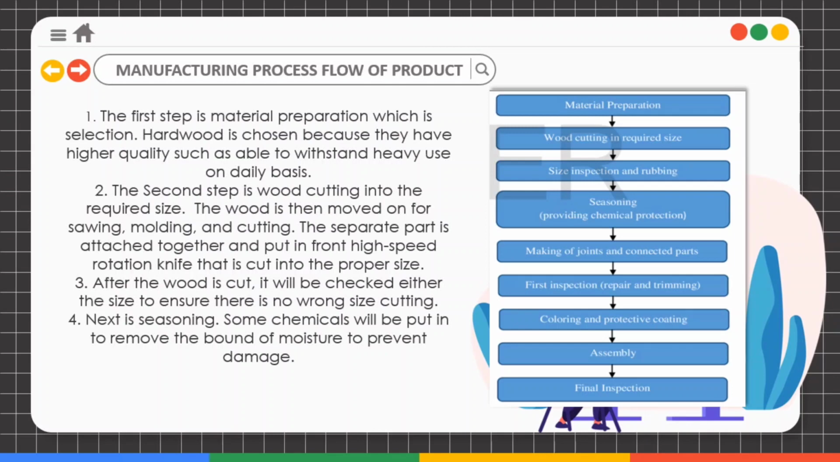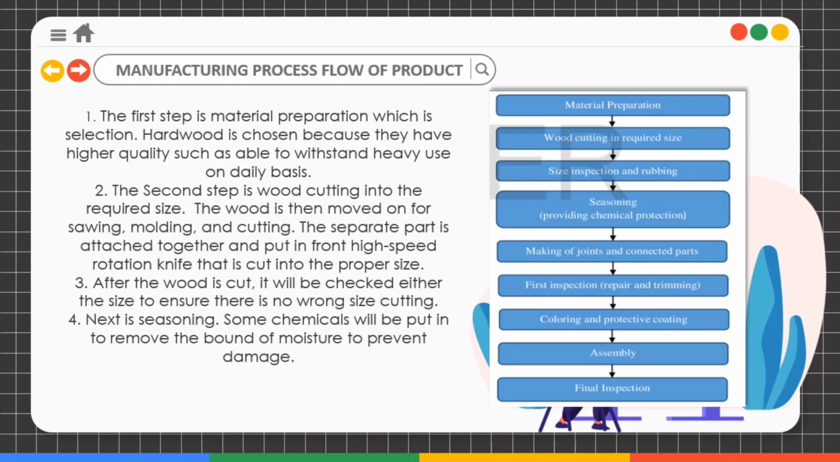Manufacturing process flow of the product. The first step is material preparation, which is selection. Hardwood is chosen because it has higher quality, such as being able to withstand heavy use on a daily basis. Second, the wood is cut into the required size. The wood is then moved on for sawing, molding, and cutting. The separate parts are attached together and put in front of a high-speed rotating knife that cuts them into the proper size. The third step is, after the wood is cut, it will be checked to ensure there is no wrong size cutting.